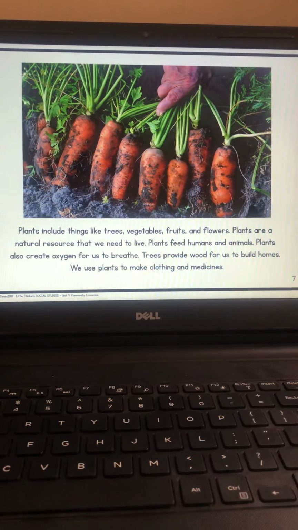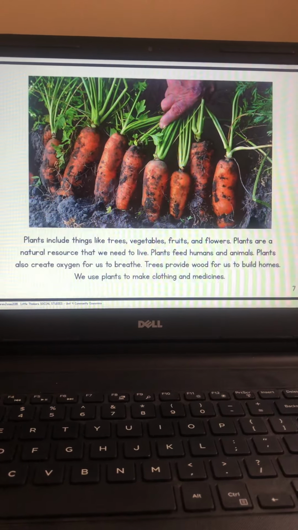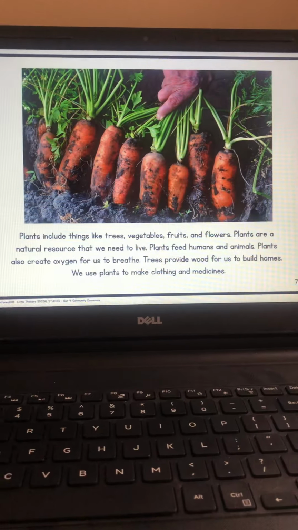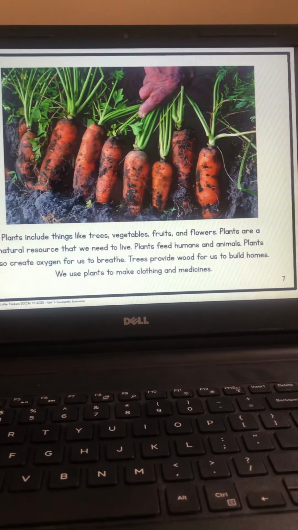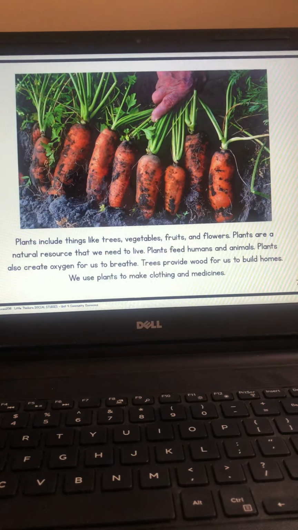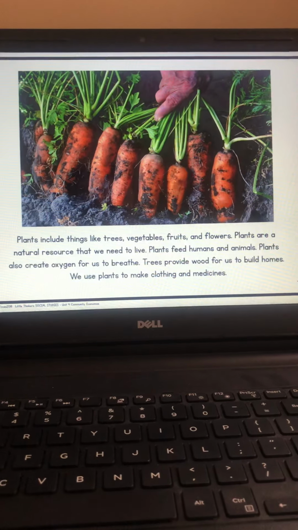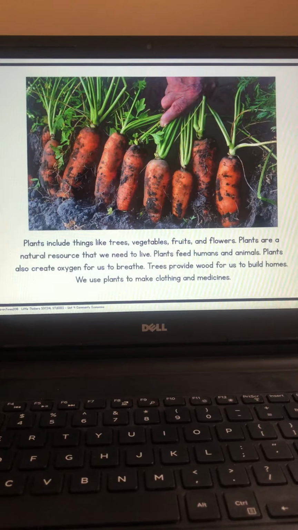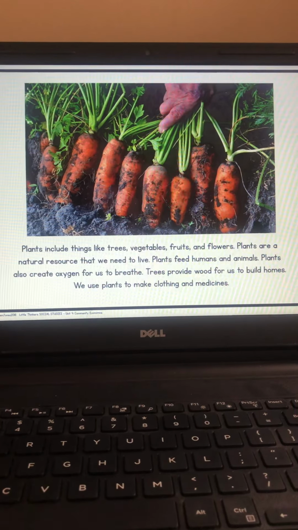Plants include things like trees, vegetables, fruits, and flowers. We've talked in science about how vegetables and fruits grow on plants, as do flowers. Plants are a natural resource that we need to live. A plant might give you food, or it also creates oxygen. We've actually talked about this in science as well.